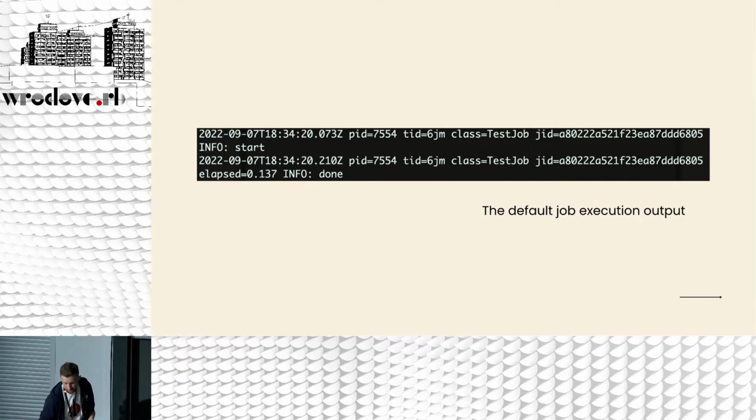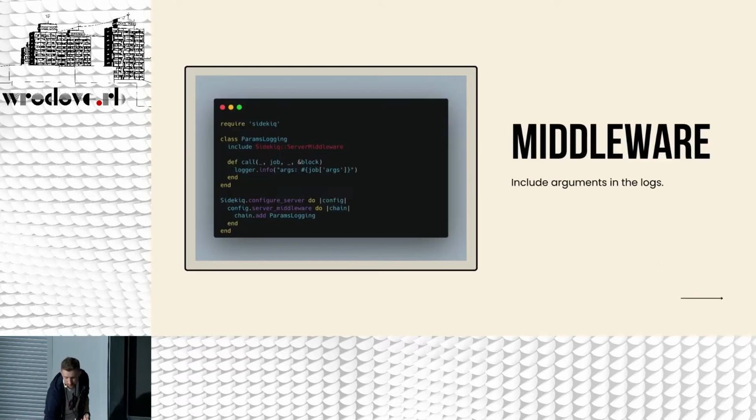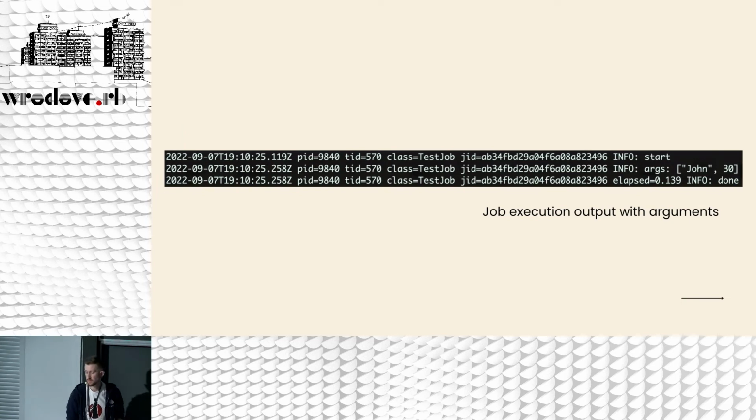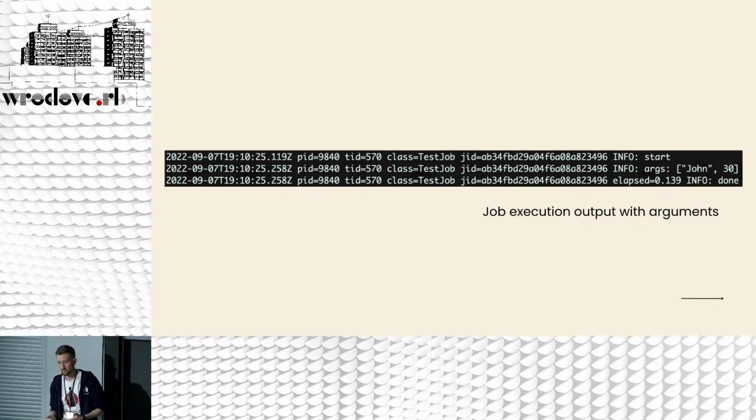But if you would like to have the arguments automatically saved, you can easily do this by using middleware. Here is the example of working middleware. You can use it straight in your project. And with this middleware, we get the arguments included in the logs automatically. It's very useful if you are debugging or you are looking for jobs by the params that were passed.